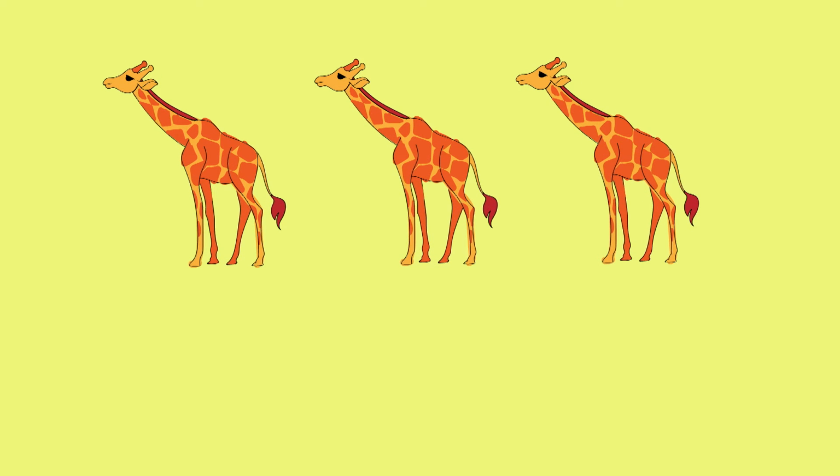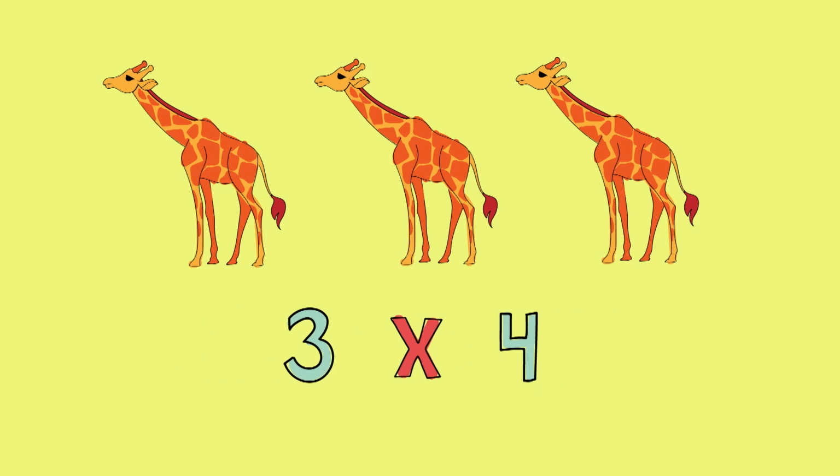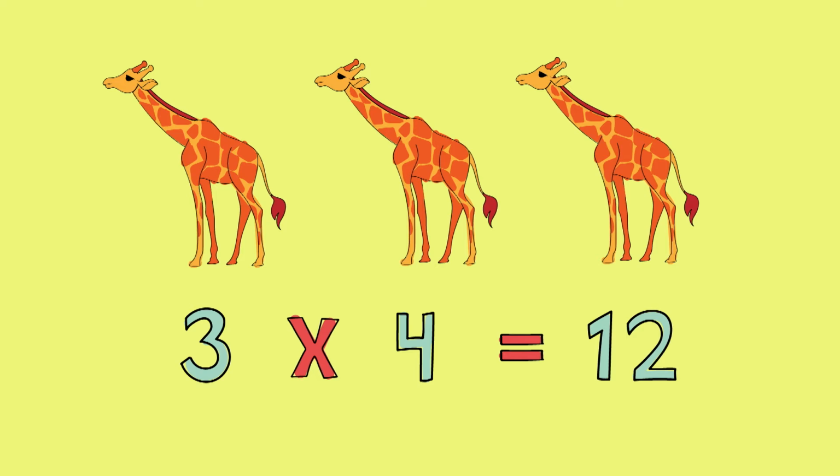Did you come up with any ideas? Those are some great ones. So let's start with giraffes. What can you tell me about the number of giraffe feet? Right. I have 3 giraffes, and each giraffe has 4 feet. That's 3 groups of 4. So 3 times 4 equals 12 feet. The number of feet is represented by the total or the product.